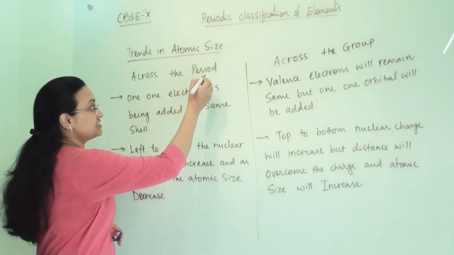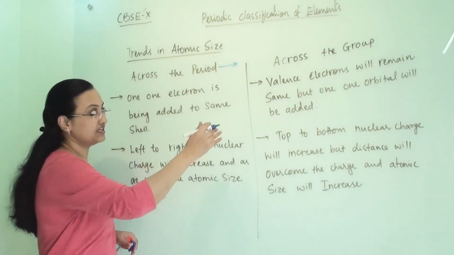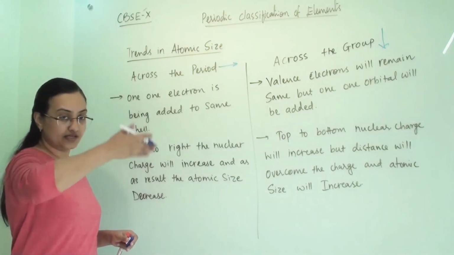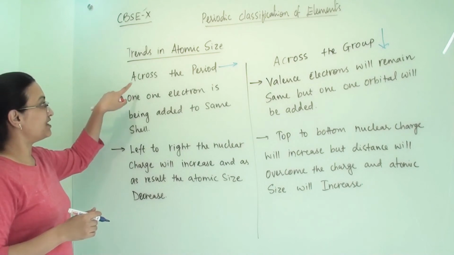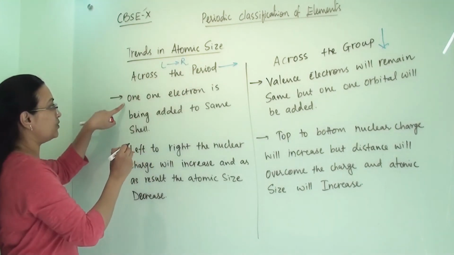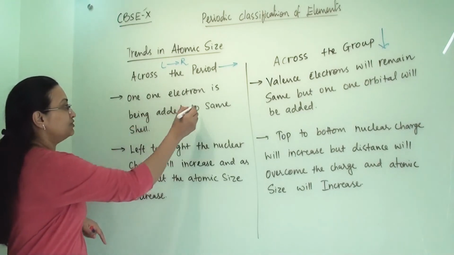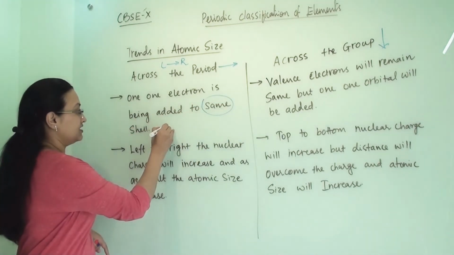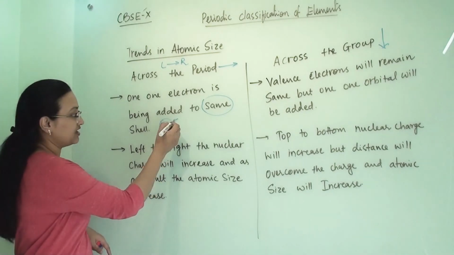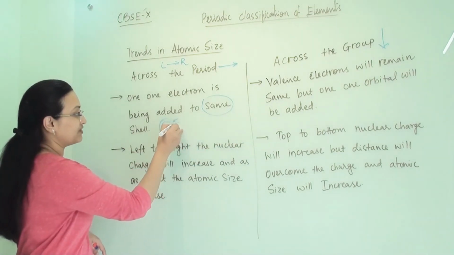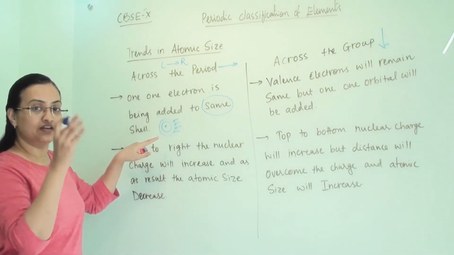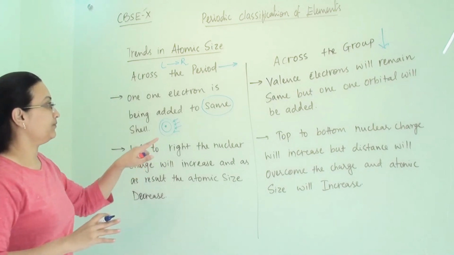Across the period means left to right, horizontally, and across the group means top to bottom, through the vertical column. Now when we go from left to right, what will happen? One electron is added to the same shell. If I am talking about the second period, as we go from left to right, we keep adding all the electrons one by one in one shell.